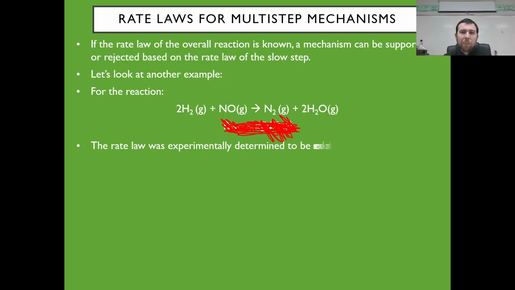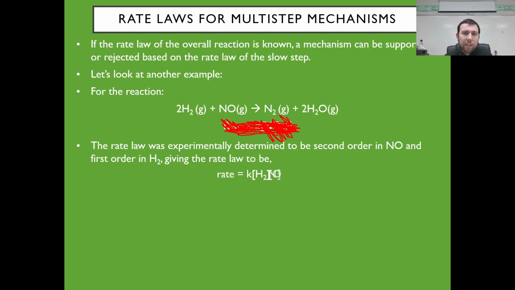So experimentally, this reaction is carried out and experimental data is gathered, and we see that it's second order with respect to NO and first order with respect to H2. So that means we're going to have a rate law where rate would be k times [NO]^2 times [H2], or k times [H2] times [NO]^2. Same thing. So this is the experimental rate law.